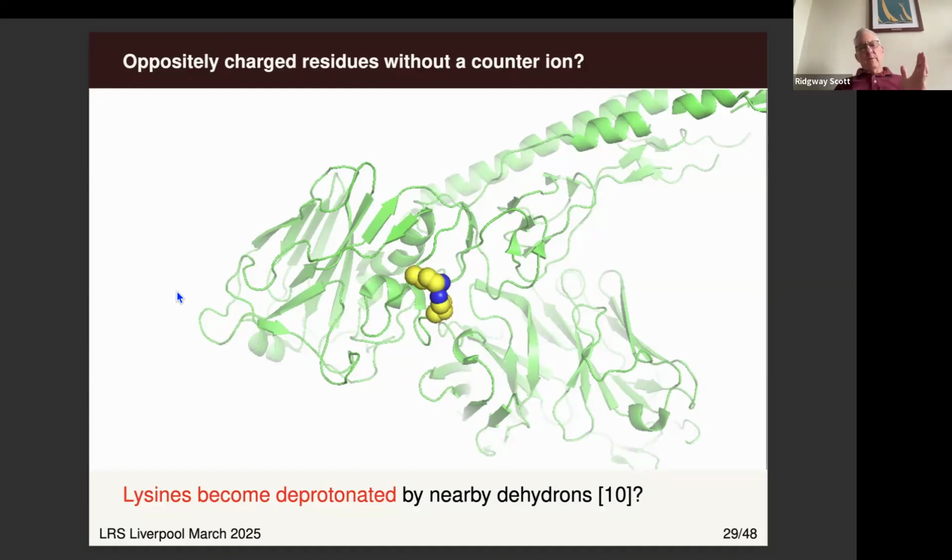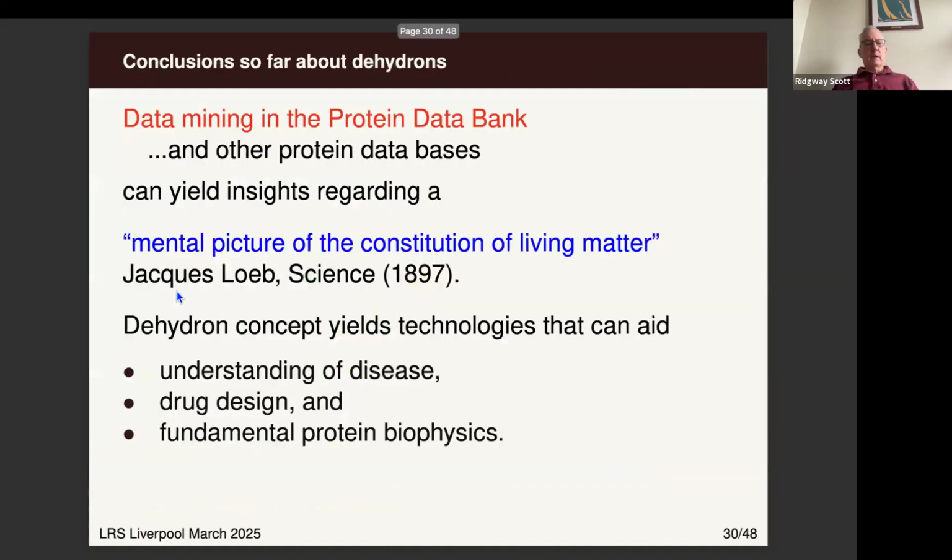Well, one answer might be that the charges have become deprotonated by some effect or other, and we realized that dehydrons have the ability to deprotonate, and therefore are active in enzyme catalysis. And that's a completely different subject that I'm not going to talk about, but I just want to mention it here to say, if you're at all interested in enzyme catalysis, this is a possible avenue to look at.